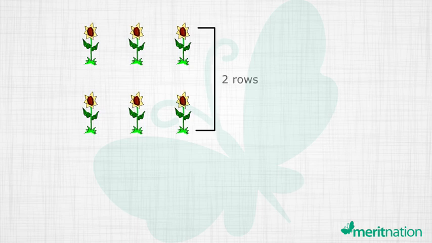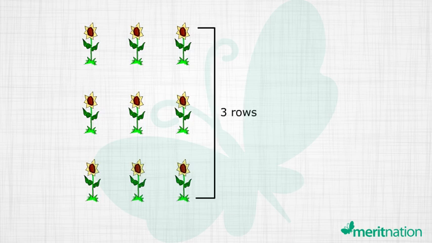Before we go ahead with the question, let me show you a simple example. Let's say you have 6 plants. This is how we can plant them. Did you notice something? There are 2 rows and there are 3 columns.